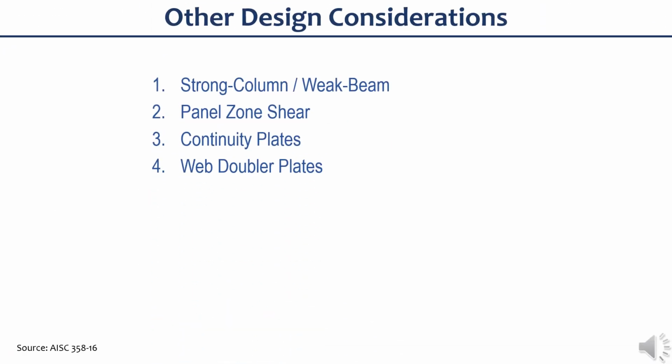There are other design considerations we need to check to complete the SMF connection. Similar to concrete SMRF, we need to check for the strong column weak beam. And to ensure adequate transfer of the couple force into the column, we need to check the panel zone shear. Now, if the column has insufficient capacity to transfer the couple force, continuity plates should be provided. And if the column fails in panel zone shear check, web doubler plates should be provided.